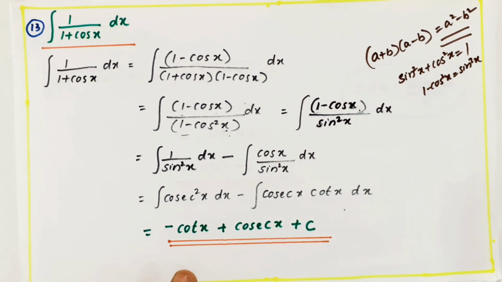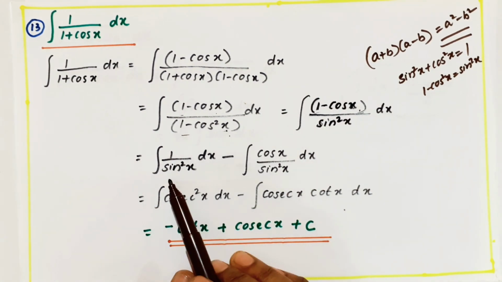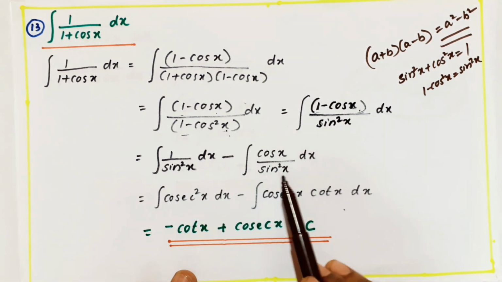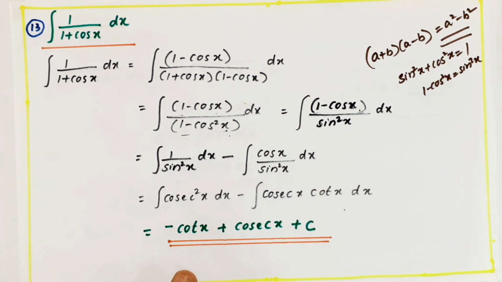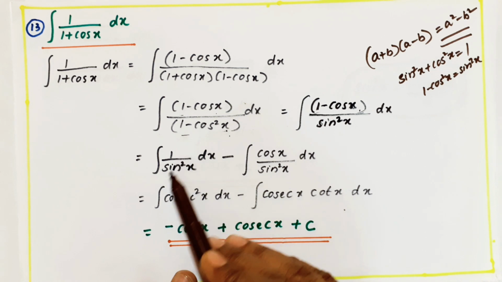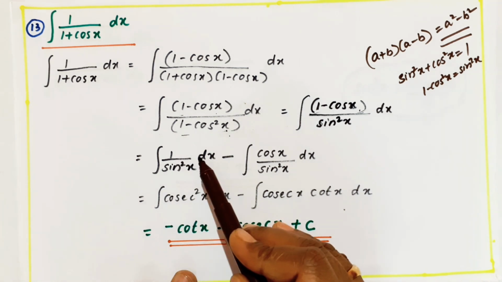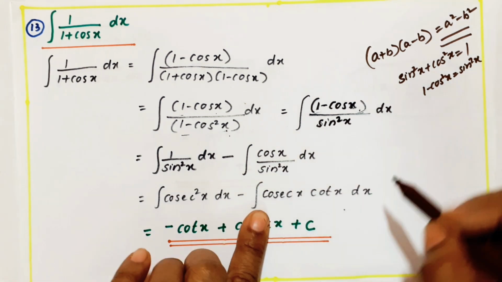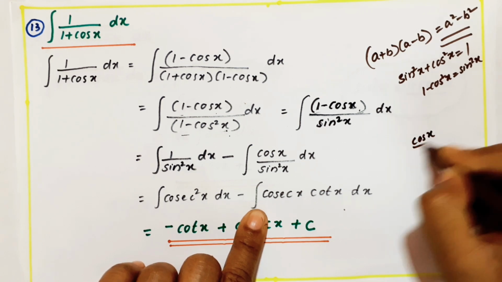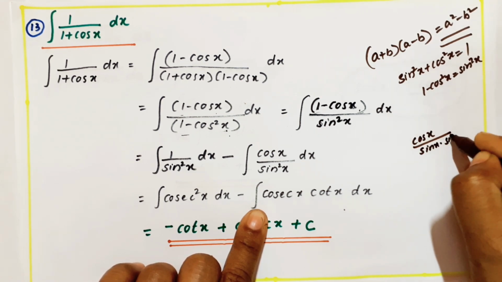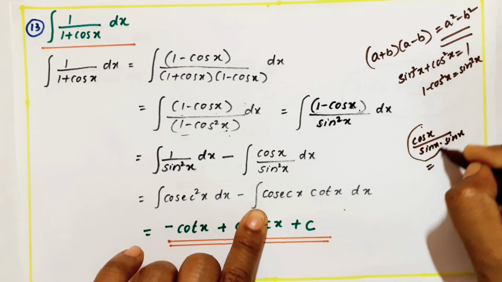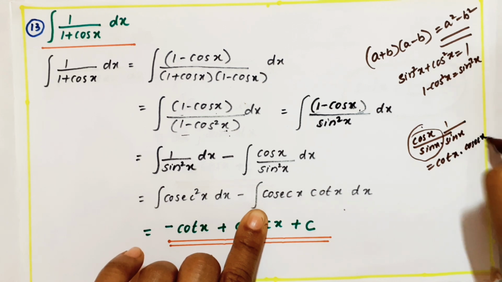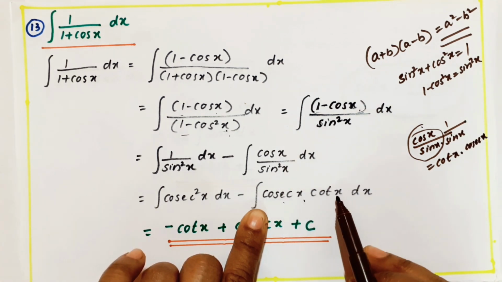After this, we split the term. First term is integral of 1 by sin square x dx minus second term, integral of cos x by sin square x dx. Next, what is 1 by sin square x? Cosec square x. So this term changes to integral of cosec square x dx. Here you can write cos x by sin x into 1 by sin x, which is cot x into cosec x. So we are writing cosec x cot x.